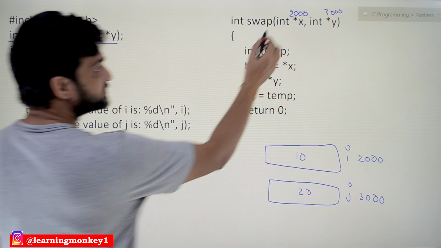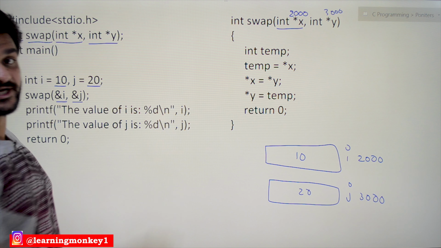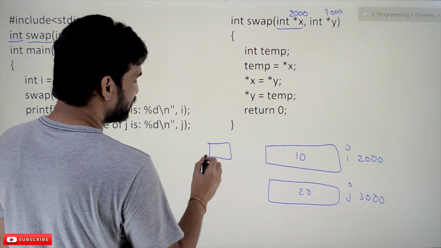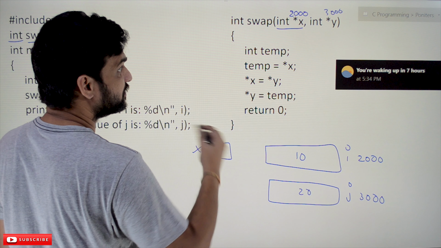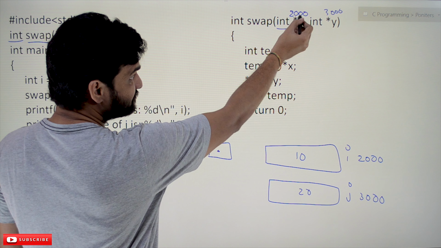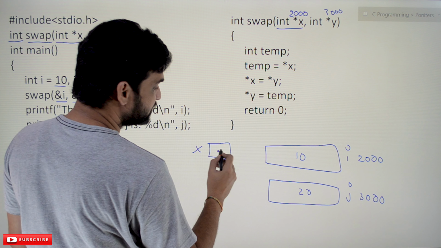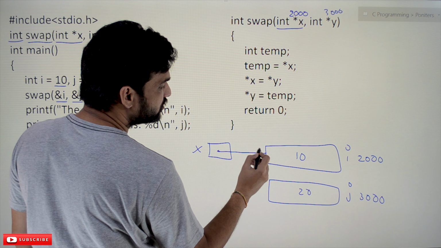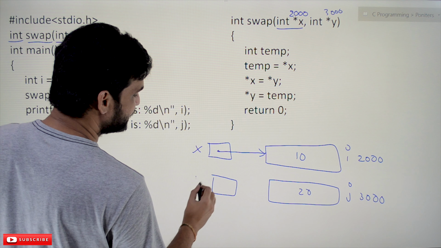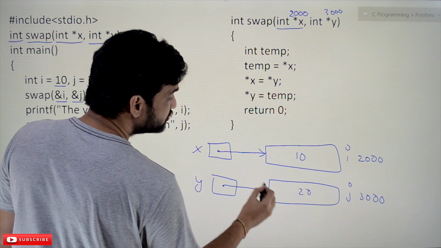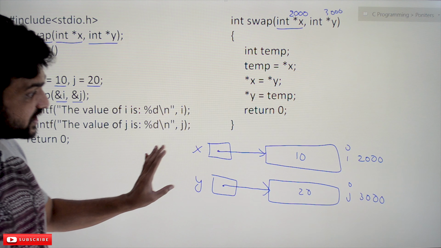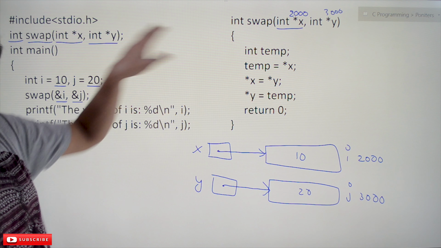So here, see, int star x means this is a pointer. Int star x, pointer declaration. With int star x, a pointer has been created, and by passing it, the address value of i has been passed as 2000. So now this x is pointing to 2000. Int star y means another pointer called y has been created and it is pointing to memory location 3000. Understand this point: here we are referencing, the values are passed as references.